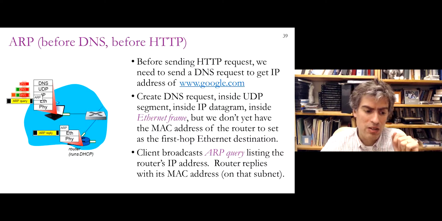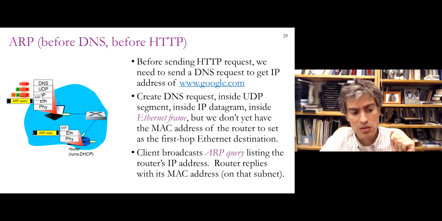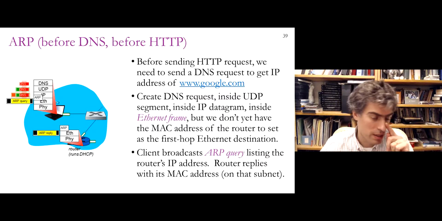To get the MAC address of the router, the client needs to do an ARP request, an ARP query. It knows the router's IP address, which is in the ARP query, but it broadcasts that ARP query to everyone on the subnet, and the router is the one that responds because it sees that its IP address matches that in the ARP query. It sends back its MAC address.